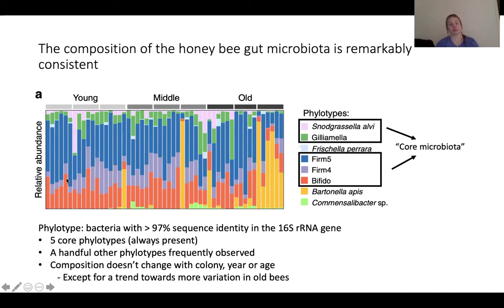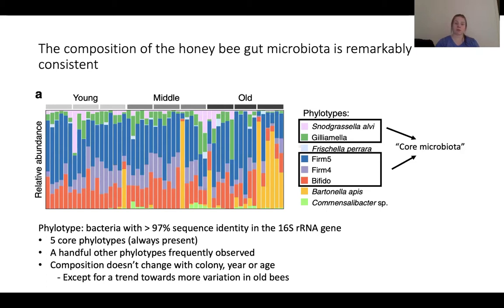And here I'm showing you some data from a study that we published last year. It's actually based on metagenomic data, but in this figure I'm showing you the community composition as it would look also with 16S profiling. And so what you can see here is we have 5 phylotypes that are present in each and every bee, and therefore we refer to them as the core microbiota. We also have a couple of other phylotypes that we see quite frequently.